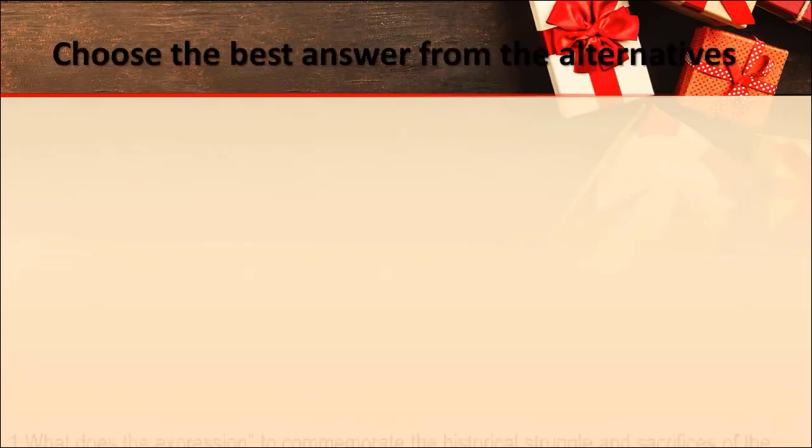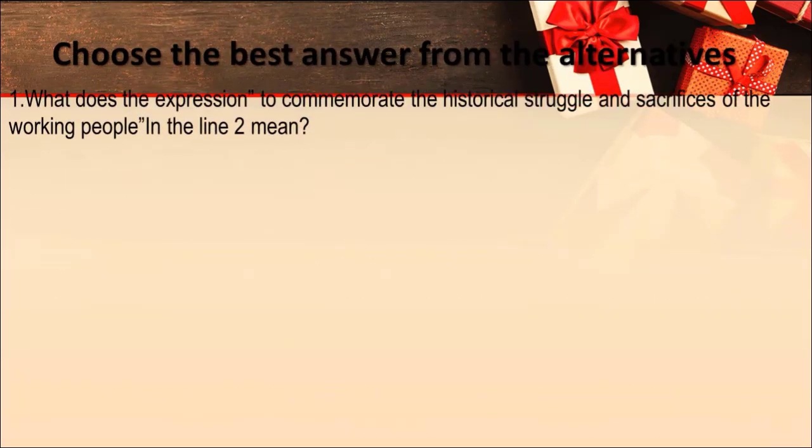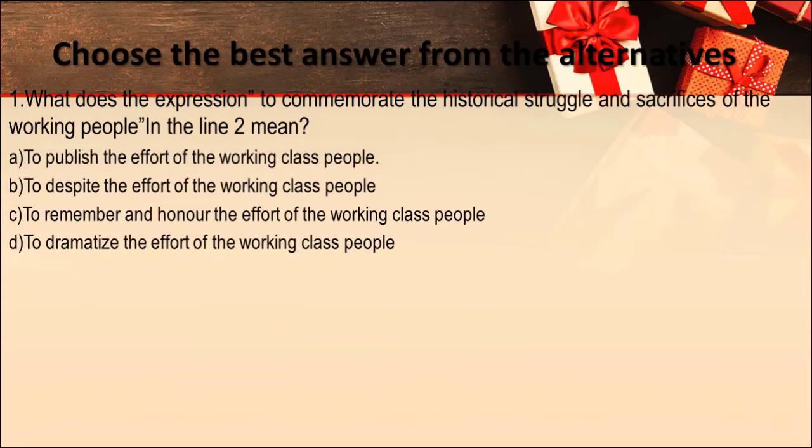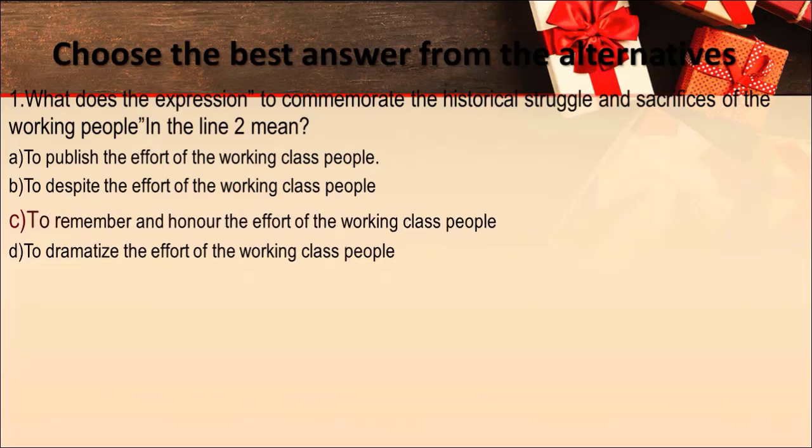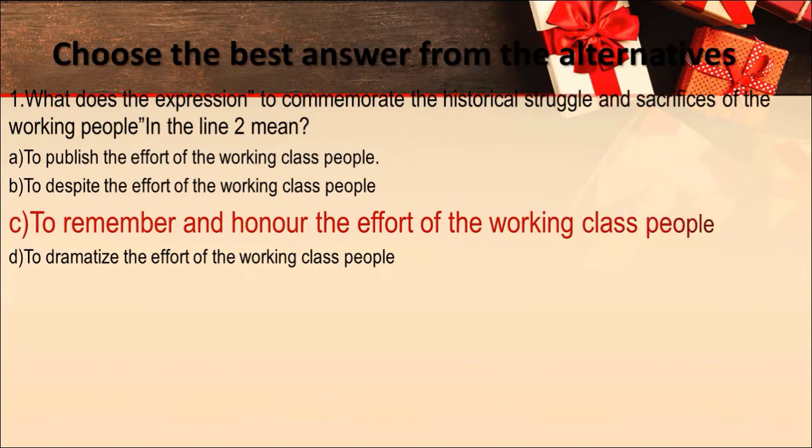Now we will choose the best answer from the alternatives. Question 1. What does the expression to commemorate the historical struggle and sacrifices of the working people in the line 2 mean? Option A. To publish the effort of the working class people. B. To despise the effort of the working class people. C. To remember and honor the effort of the working class people. And D. To dramatize the effort of the working class people. And the answer is to remember and honor the effort of the working class people.